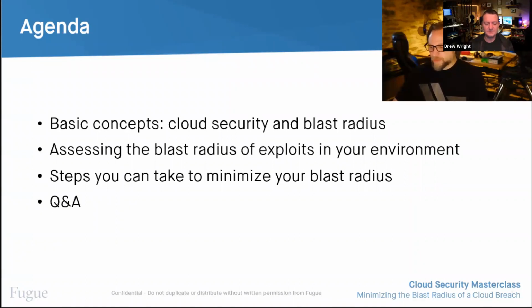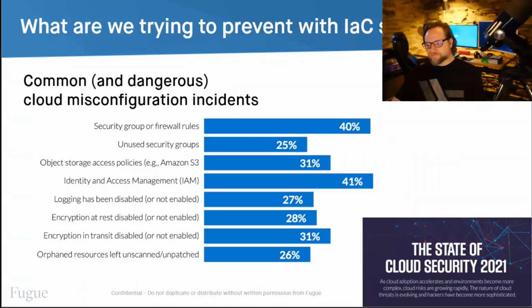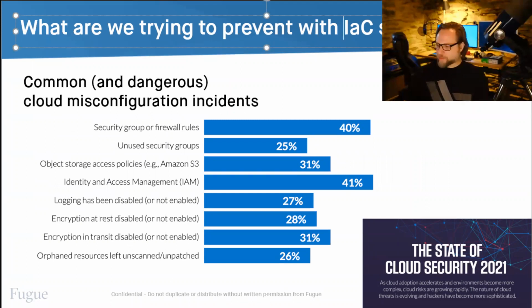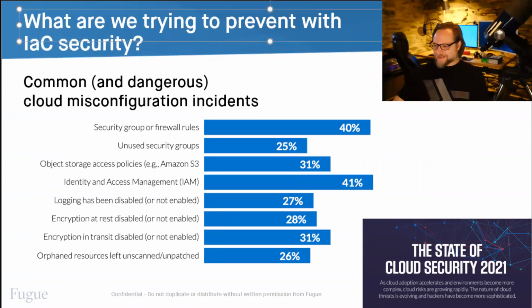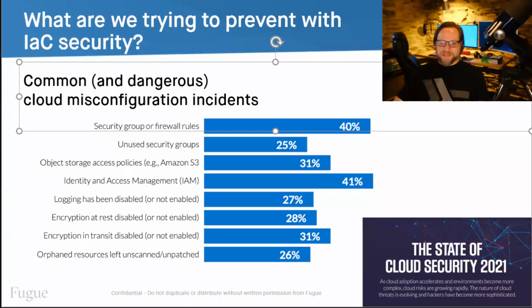All right. So what kinds of things are we trying to prevent with IAC and cloud security? Let me see if I can fix my slide real quick. I missed that. There we go. What kinds of things are we trying to prevent?